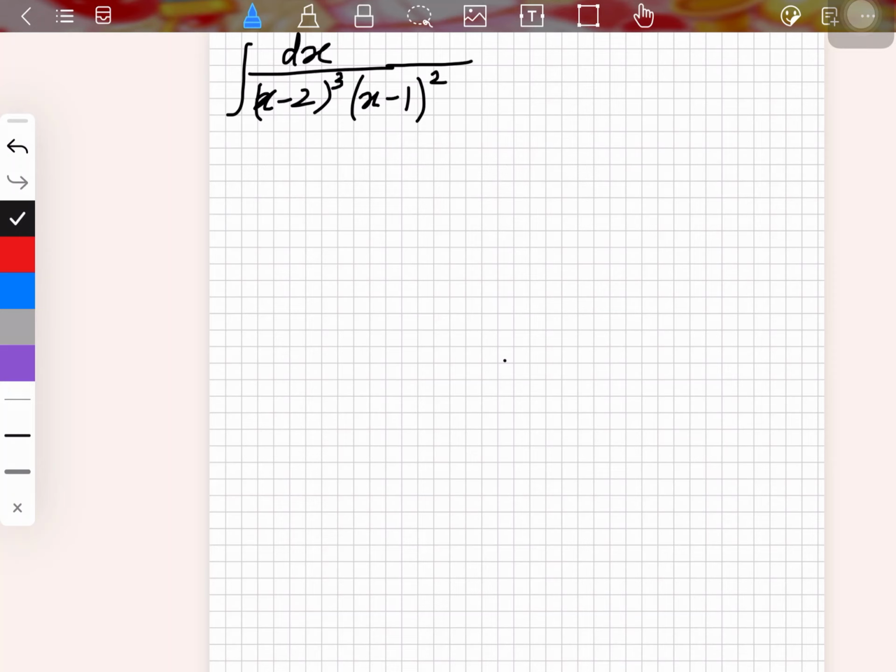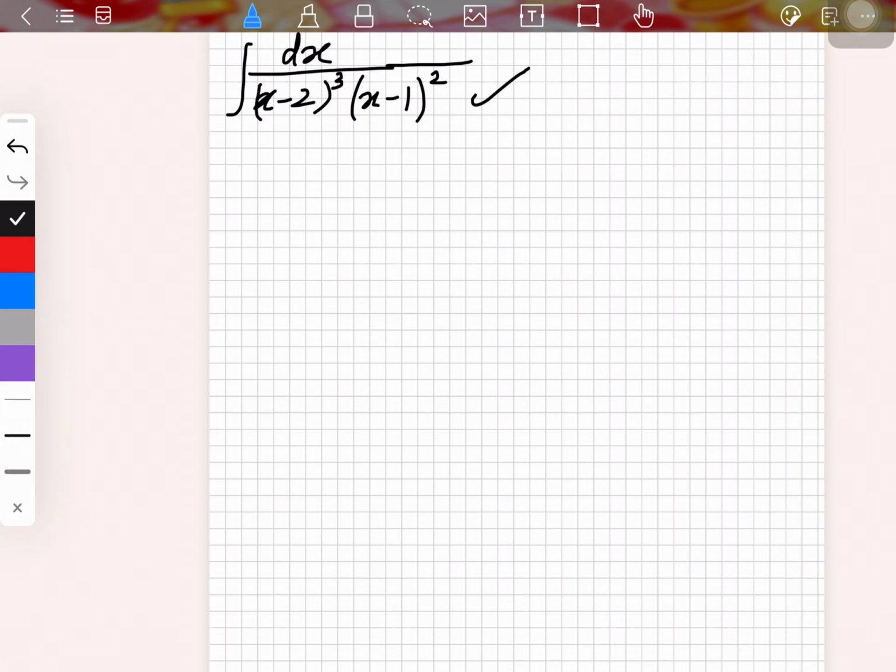So hello everyone, today we'll be solving this question. This question too is kind of related to changing it into partial fractions, but it's not about comparing coefficients or something like that. So let's just see how it is done.